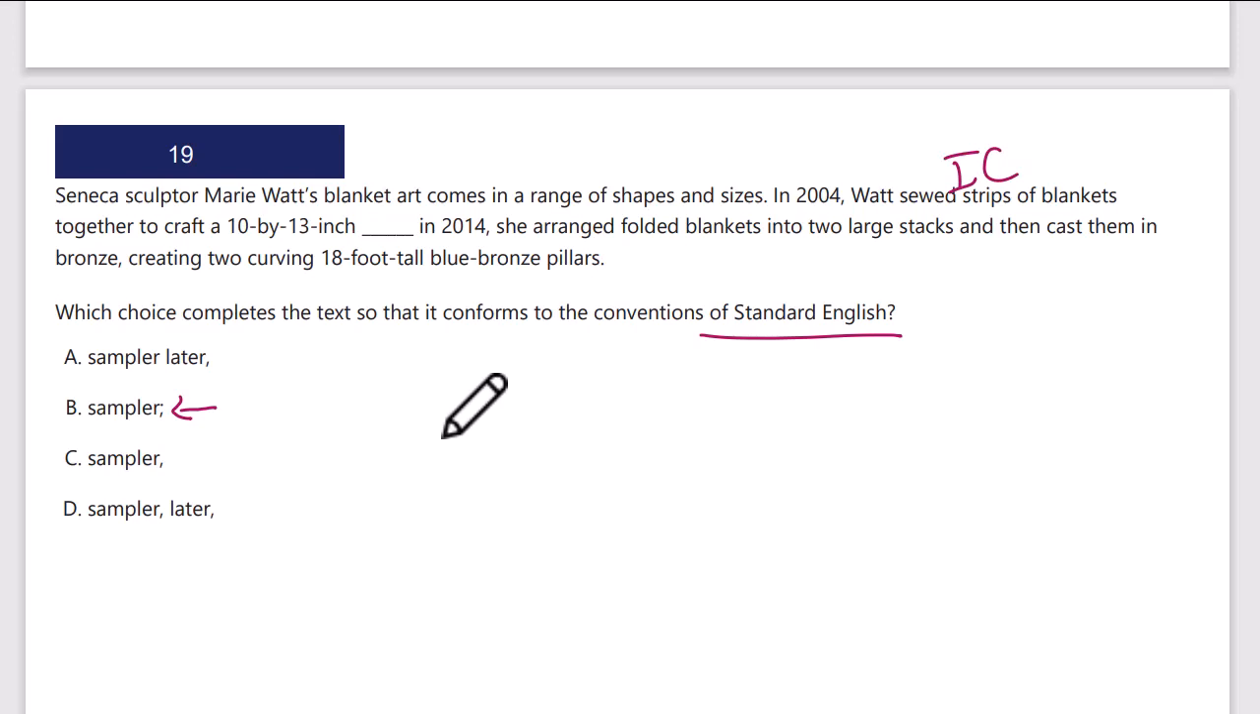Semicolon. In 2014, she arranged, so she did this in 2004, semicolon, related idea. In 2014, she rendered folded blankets into two large stacks. This is another independent clause. I need the semicolon. I can't have just commas or no commas. These are all comma splices and run-ons. B is the correct answer.